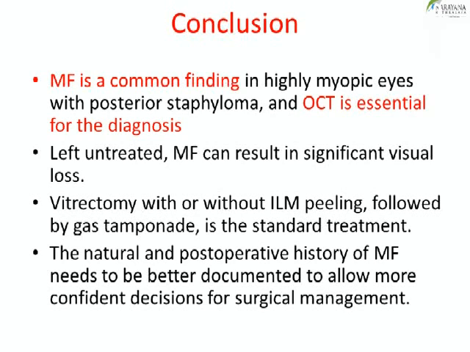So the natural and post-operative history of myopic foveoschisis needs to be better documented to allow more confident decisions for surgical treatment. Most of the studies in the literature are small case series of 7 cases, 10 cases. There is no randomized RCT, but whatever the data is there, we have to give the patient the option of vitrectomy.